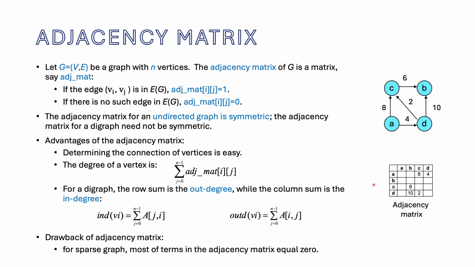So we can take a look at an example of an adjacency matrix over here. If we have this directed graph, we have, for instance, a link from vertex A to vertex C, and the weight is 8, and from vertex A to vertex D, and the weight is 4.